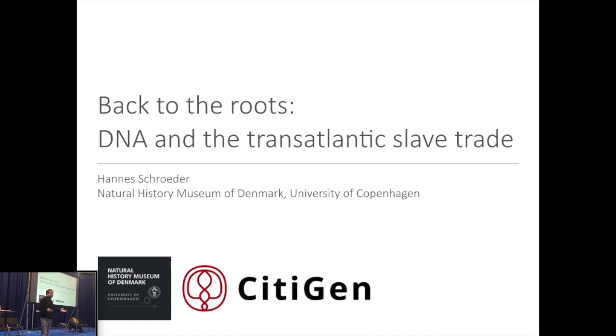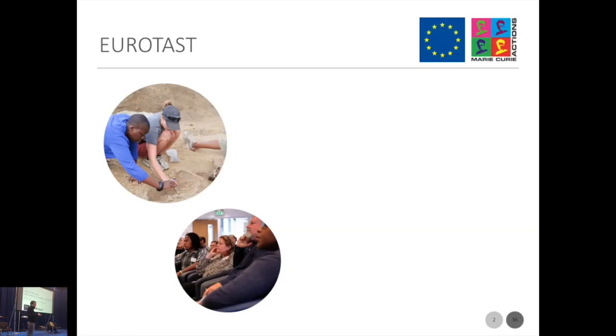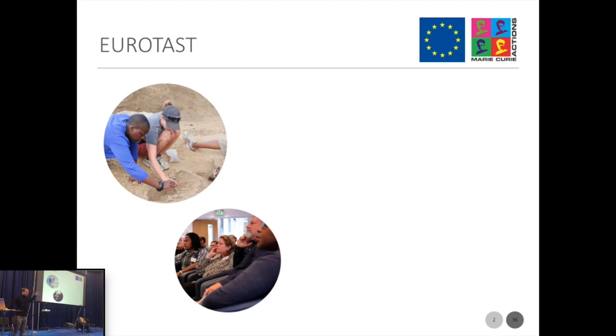A lot of the stuff that I'm going to talk about is really not so much part of this project that we're here for, the CITIGEN project, but was part of an earlier project called EUROTAST, which was a Marie Curie training network. So a PhD training network that ran from 2011 to about 2015. And we had 10 partner institutions across Europe, and it produced 13 PhDs over the course of these 4 years, all of them working on the theme of the transatlantic slave trade and its contemporary legacies.